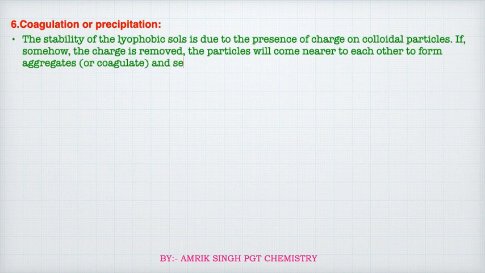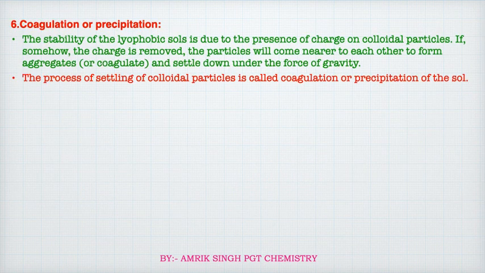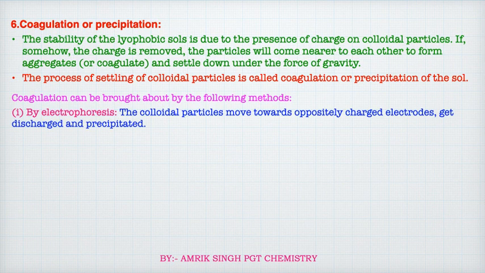Now, the seventh property is coagulation or precipitation. The stability of lyophobic sols is due to the presence of charge on colloidal particles. If somehow the charge is removed, the colloidal particles will come nearer to each other to form aggregates or coagulate and settle down under the force of gravity. This process of settling of colloidal particles is called coagulation or precipitation of the sol.